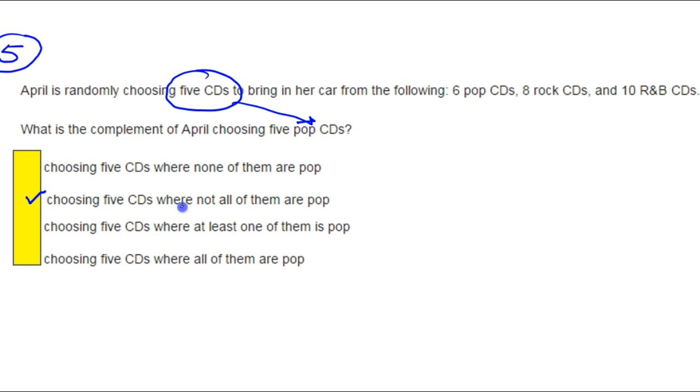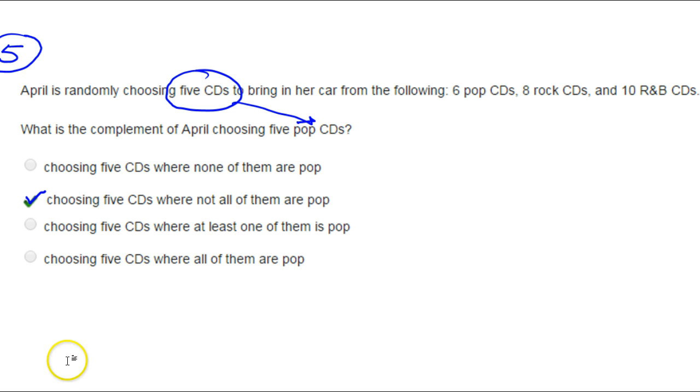All right, choosing 5 CDs where not all of them are pop. Choosing 5 CDs where at least one of them is pop. Nope, didn't have to be that. Choosing 5 CDs where all of them are pop. Well, that's the original statement, not the complement. So it should be the second one.